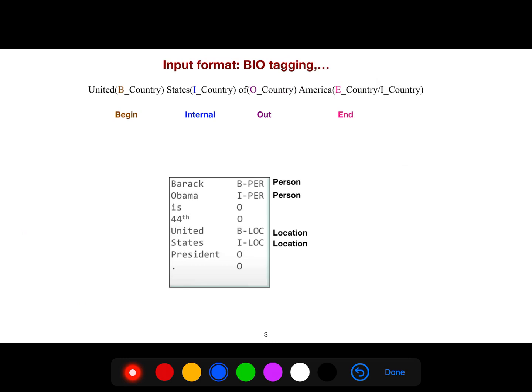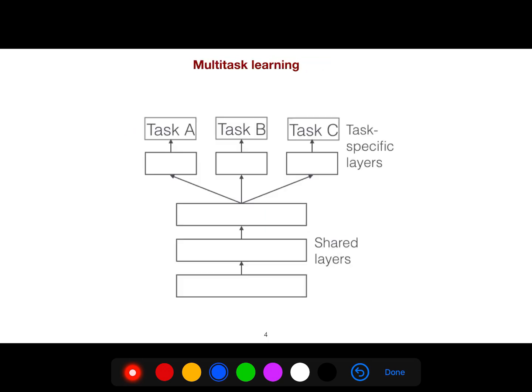So it's named entity. And BIO tagging is just, for example, for begin, we use B. For internal, we use I. For O, it stands for out. For example, I-location means internal. It's internal. Or here, it is the beginning of the word.